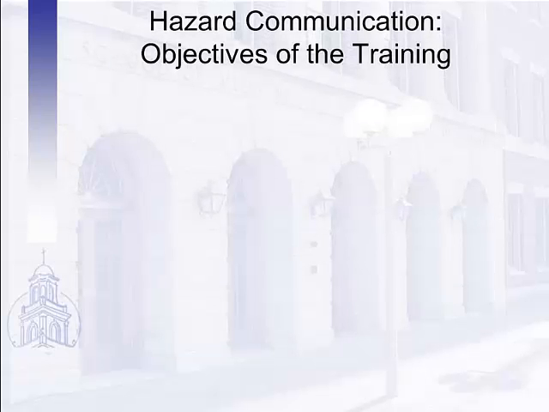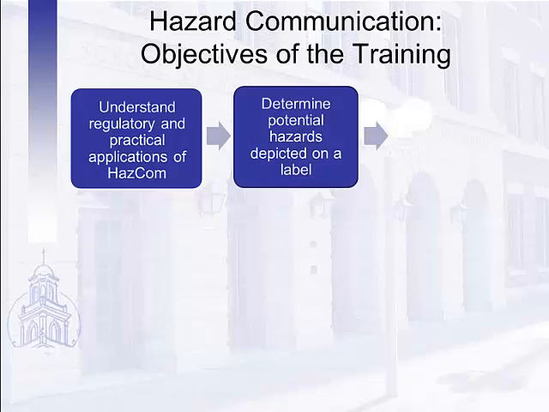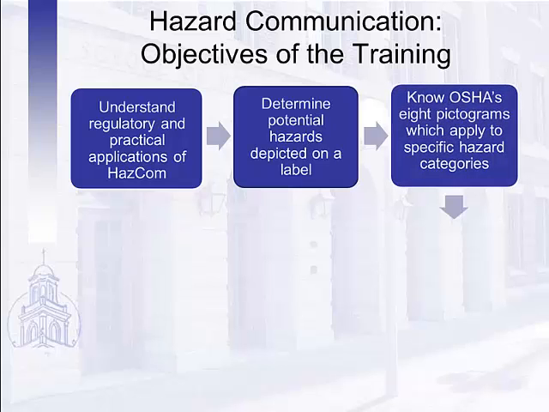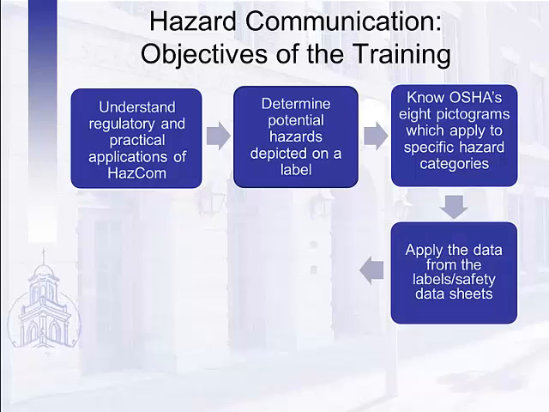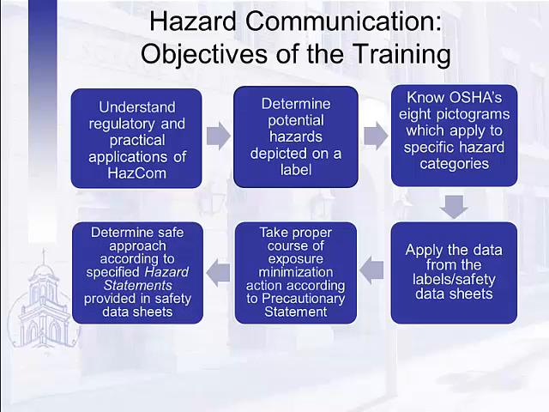This refresher module will present 6 segments pertinent to hazard communication. These segments pertain to responsibilities of all GU employees working with chemicals. All GU employees, before beginning any work with chemicals, must understand regulatory and practical applications of HAZCOM, determine potential hazards depicted on a label, know OSHA's 8 pictograms which apply to specific hazard categories, apply the data from labels and safety data sheets, take proper course of exposure minimization action according to precautionary statements, and determine safe approach according to specified hazard statements provided in safety data sheets.